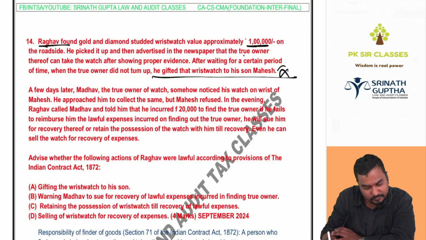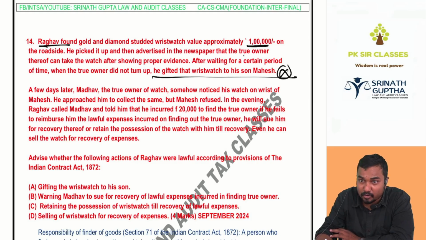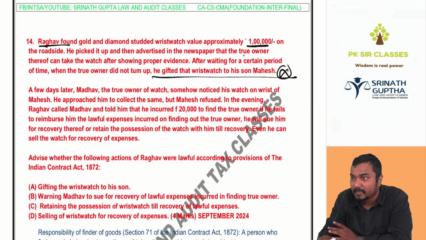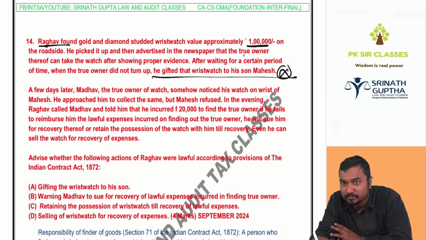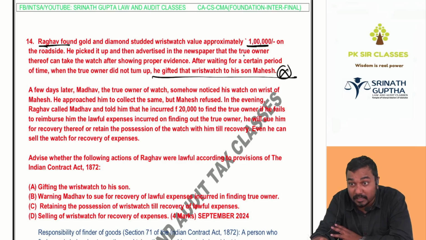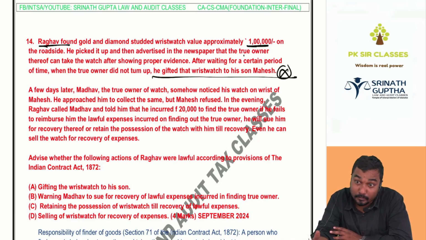No. How can you gift it to your son? There is a quasi contract between you and the owner. It is not a perishable good, beta. If you have spent 2/3 of the value of the article, then you can sell. But you cannot gift it to your son after spending 2/3 of the value of the article. That means 67%. You can sell the article, and whatever money is left, you have to hand it over to the owner.